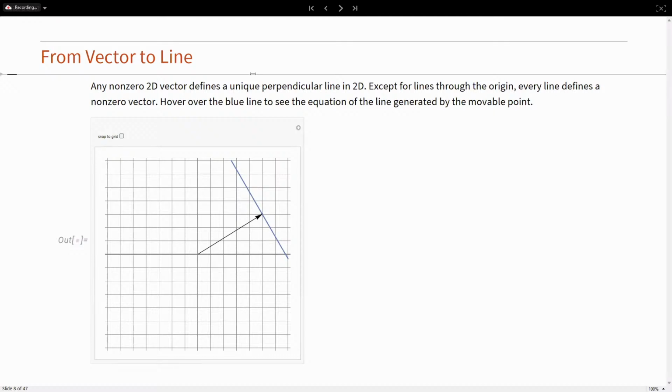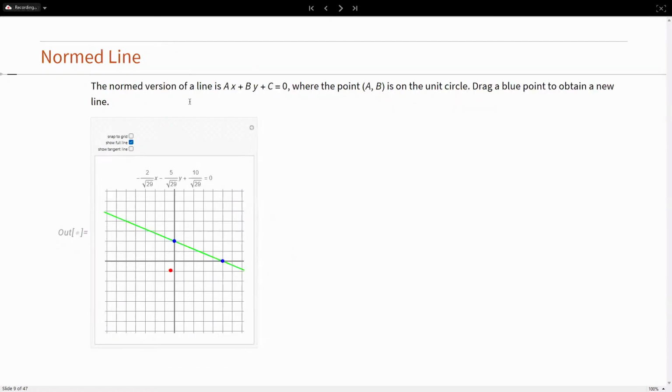So we can take a vector and change it into a line, like so. So any vector from the origin leads to a line. And from that, we can get the concept of normed lines, where you have a unit vector at the center and a distance, and when you have them combined, you get the normed form of a line, also called a Hessian line.